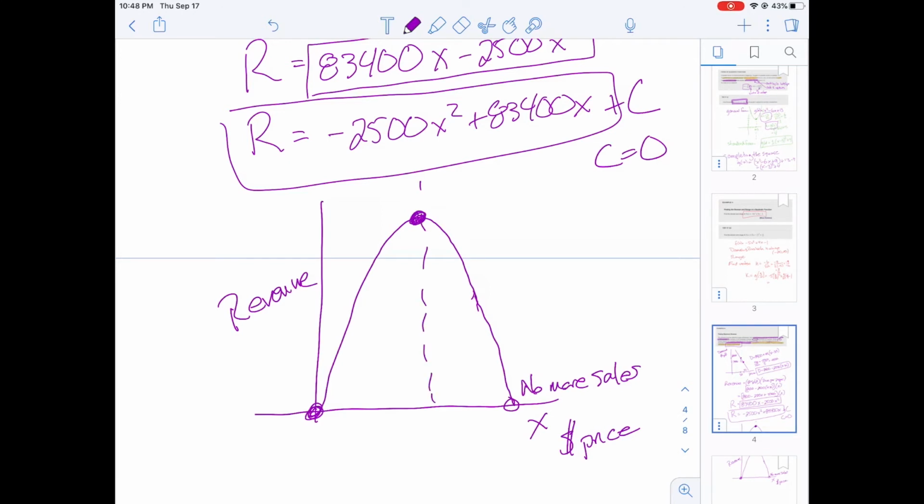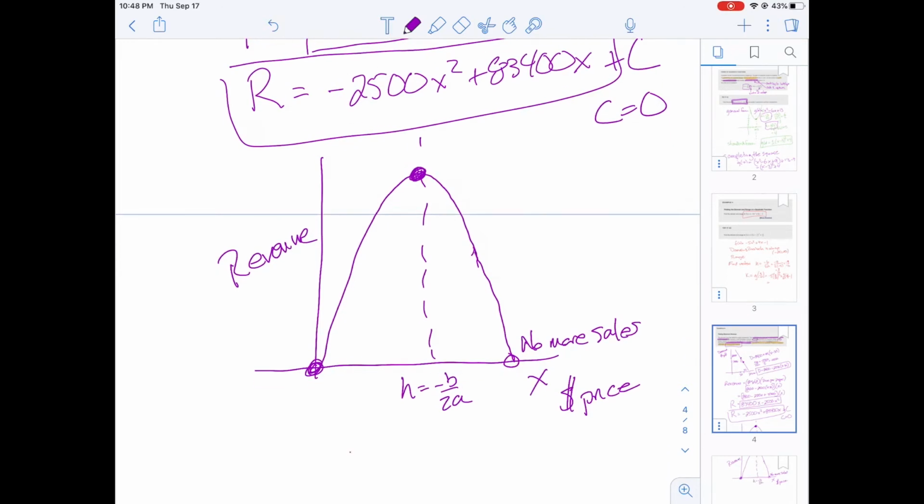And so it's a parabola, and we're looking for the vertex of that, and the vertex is at negative b over 2a, which in our case is negative 83,400 over 2 times negative 2,500, which is 83,400 over 5,000, which is 16.68.